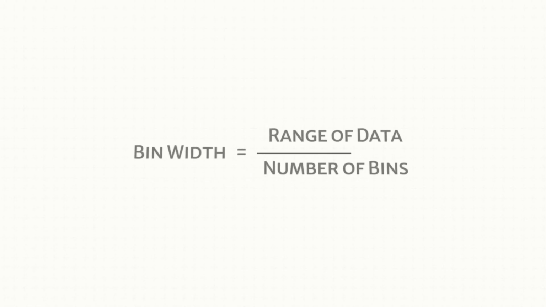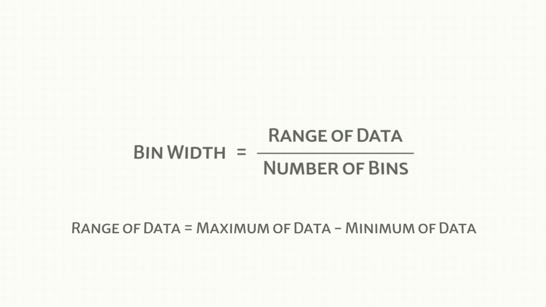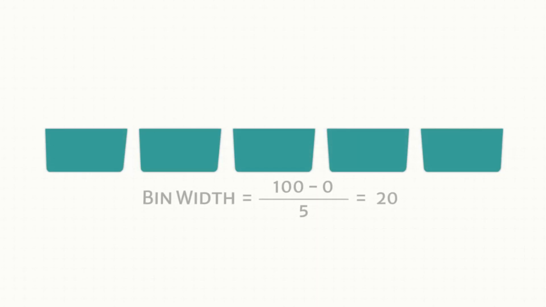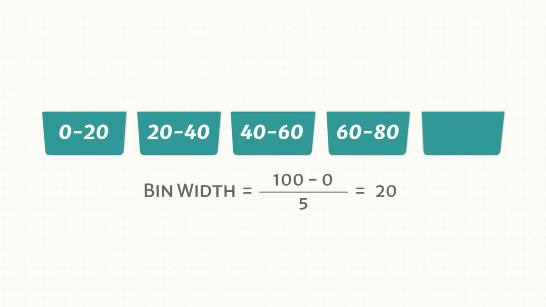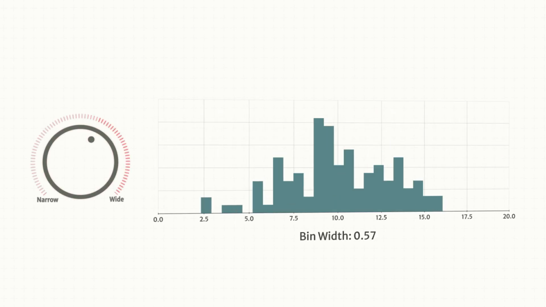It's as simple as dividing the range of our data by the number of bins we want. Picture this. If our data stretches from 0 to 100, and we fancy dividing it into 5 bins, each bin's width would be 20 units. We'd end up with intervals like 0 to 20, 20 to 40, 40 to 60, 60 to 80, and 80 to 100. Neat, right? The width of the bins can make or break your histogram.